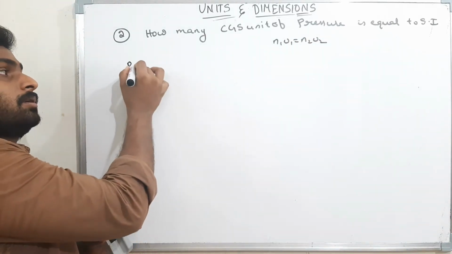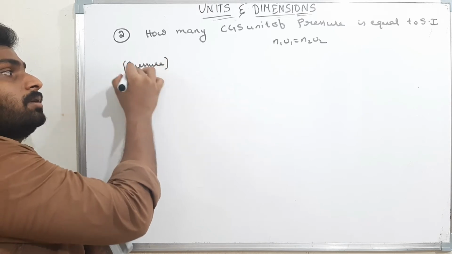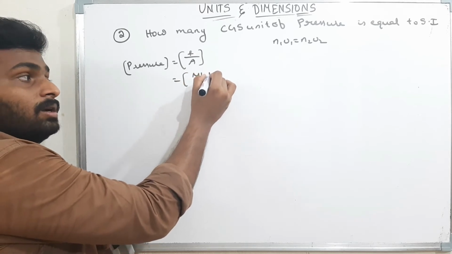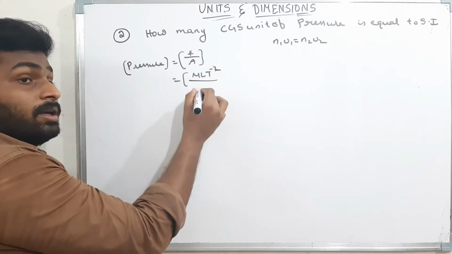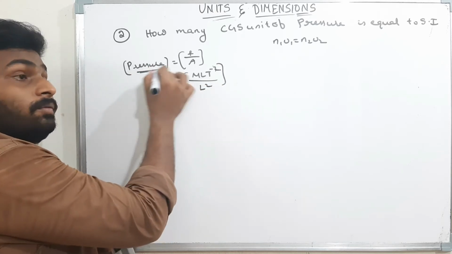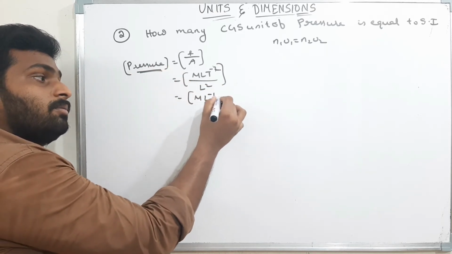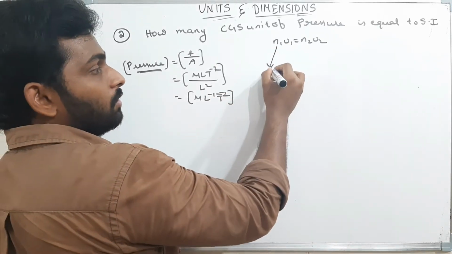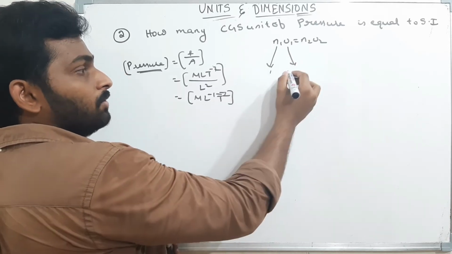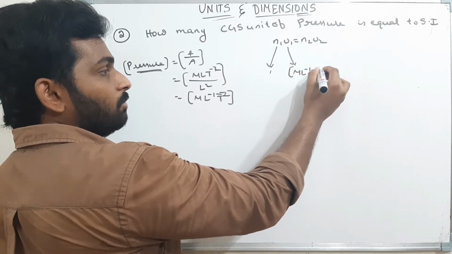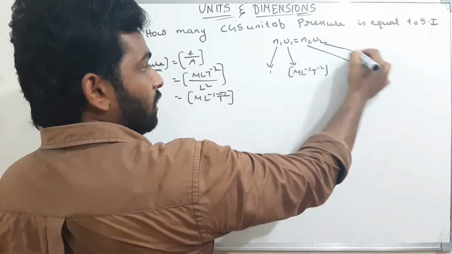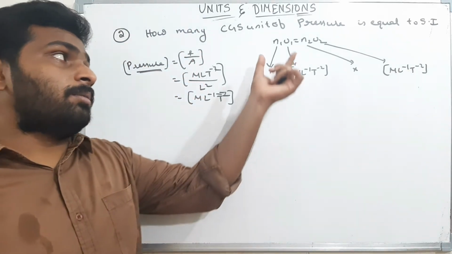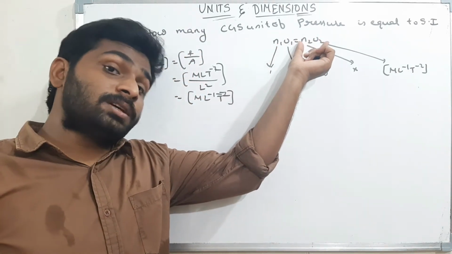Now for pressure, what is the dimension formula? Pressure is nothing but force by area. What is the force dimension? M L T power minus 2, and area is L square. Therefore, the dimensional formula for pressure is M L power minus 1 T power minus 2. Therefore, I am assuming N1 as 1 and U1 as the dimension formula M L power minus 1 T power minus 2, and N2 as X and U2 as the same dimension formula M L power minus 1 T power minus 2, where I am assuming the first one as SI system and this one as CGS system.